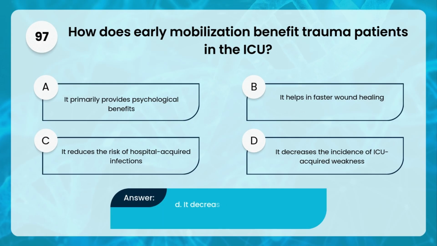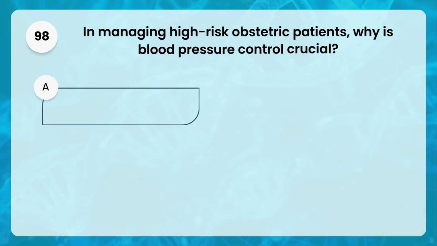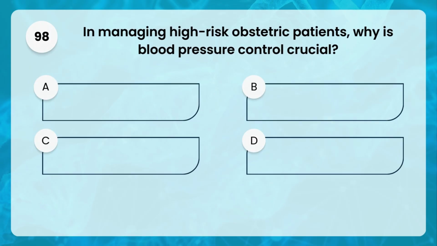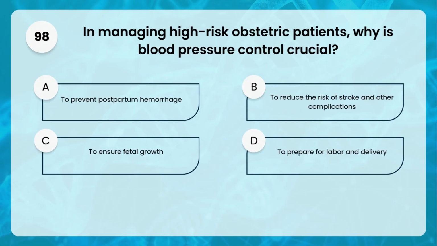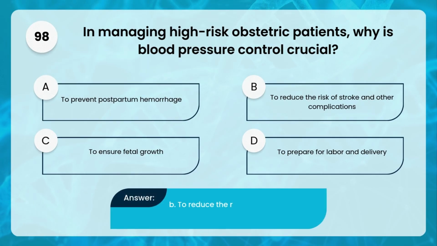The answer is D. It decreases the incidence of ICU-acquired weakness. 98. In managing high-risk obstetric patients, why is blood pressure control crucial? A. To prevent postpartum hemorrhage. B. To reduce the risk of stroke and other complications. C. To ensure fetal growth. Or D. To prepare for labor and delivery. The answer is B. To reduce the risk of stroke and other complications.